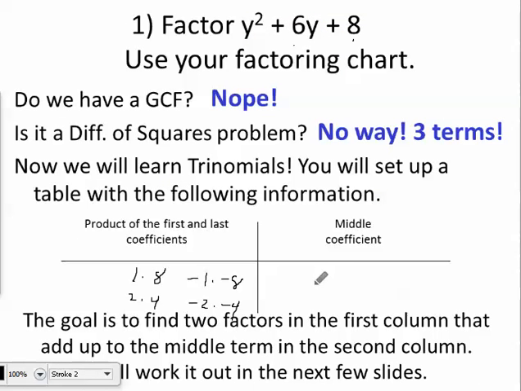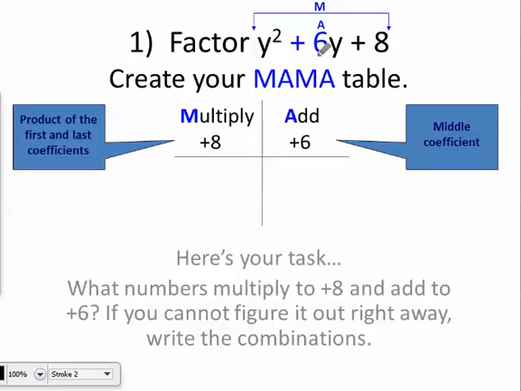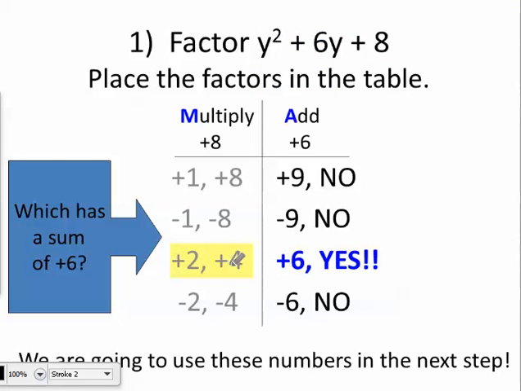So 1 plus 8 gives me a 9. 2 plus 4 gives me a 6. -1 plus -8 gives me a -9. -2 plus -4 gives me a -6. These don't work in the equation. This is the only one that works. This would be the term that I would use to break it apart. You can see they get the 2 plus 4, positive 6. That's going to be the right one that we're going to want to use, right?